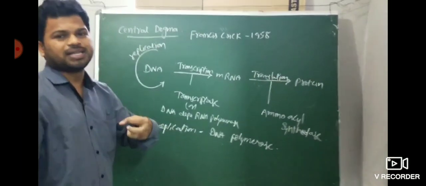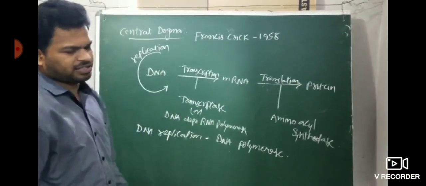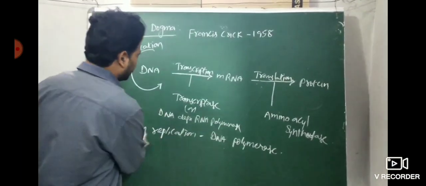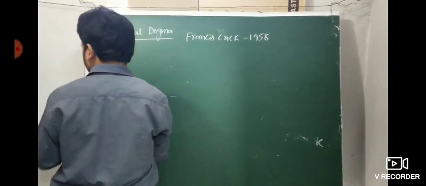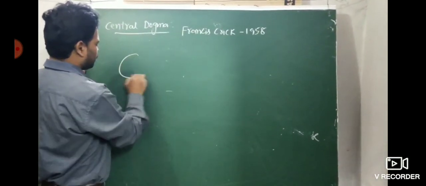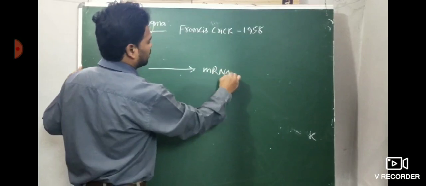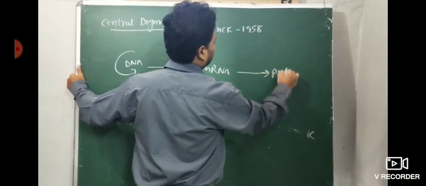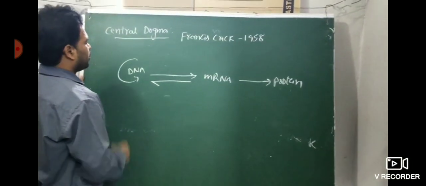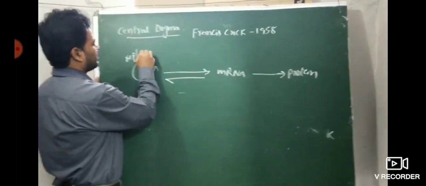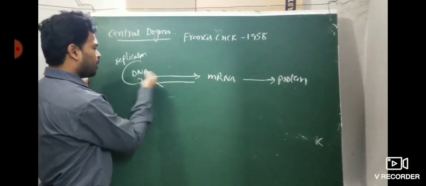In some viruses, the flow of genetic information is in a reverse direction. Look, in some viruses, the flow of genetic information is in a reverse direction. This is also very important. In some viruses, the flow of genetic information is in reverse direction, from RNA to DNA.